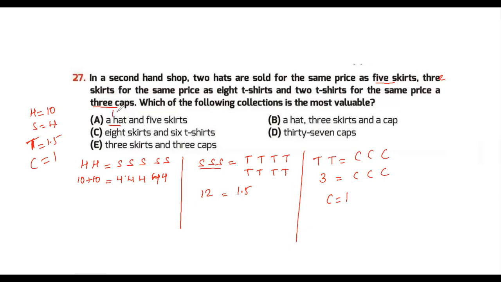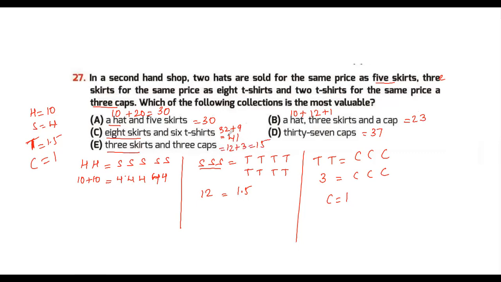So now let's check the options as to which one is the most valuable. We found that one hat is 10 and 5 skirts is 20. So the total value of this combination is 30. Then you have a hat, 3 skirts, which is 12, and a cap. So this combination will be 23. 8 skirts, so 8 into 4 is 32, plus 6 t-shirts, so 6 into 1.5 is 9. So you get 32 plus 9, which is 41. 37 caps, so 37 into 1 is 37. 3 skirts, which is again 12, plus 3 caps is 3, is 15.